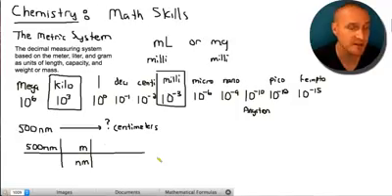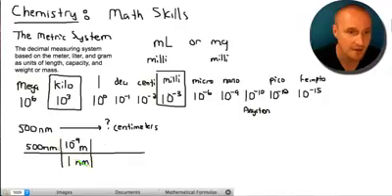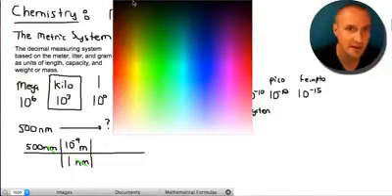Okay, remember what I said. You always put a 1 with the prefix. So 1 nanometer, let's go back up to our table. A nano is 10 to the minus 9. So we'd put 10 to the minus 9 with the meter. Again, let's cross out what cancels. So nanometer cancels out the nanometer.